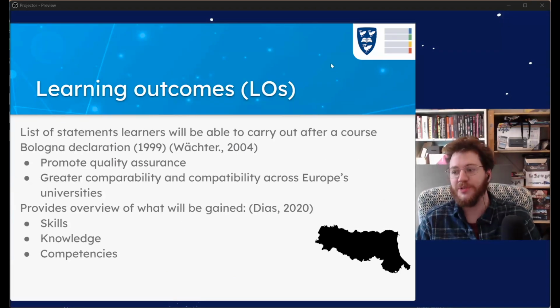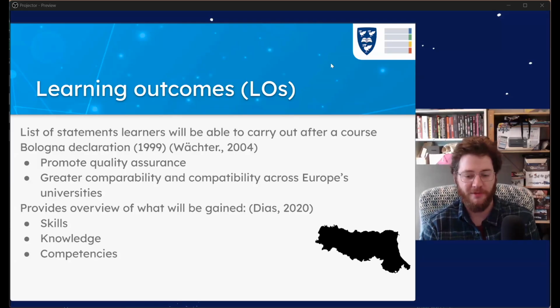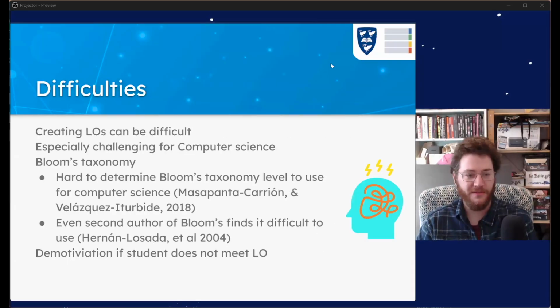So, I'm sure some of you know this, but it's always good to have a reminder. Why learning outcomes, and what are they? They are a list of statements of what learners will be able to carry out after a course. It started off with the Bologna Declaration in 1999 to promote quality assurance and greater comparability and compatibility across Europe's universities. So the idea is to provide an overview of what will be gained by the learners, such as the skills, the knowledge, and the competencies. So that's the fancy stuff.